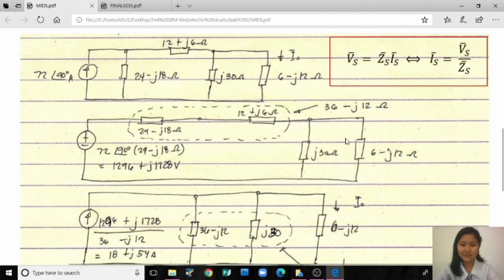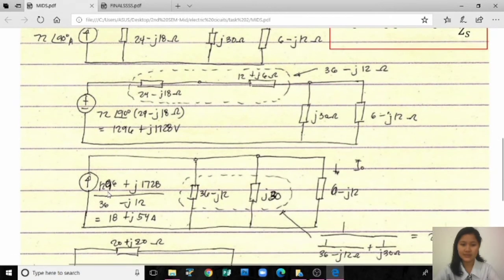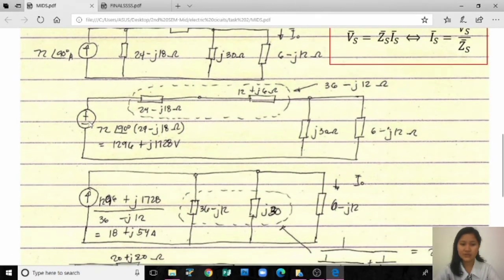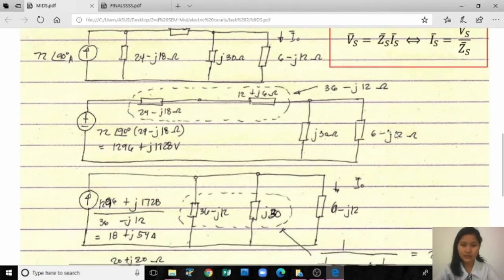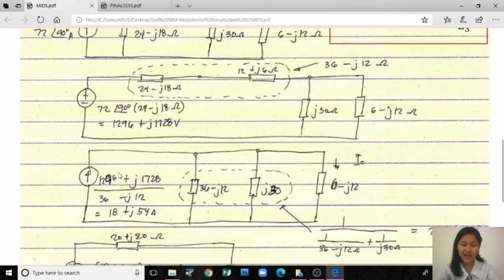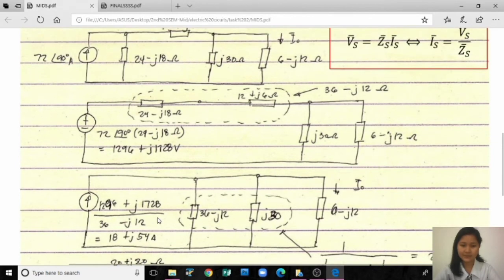Now we can still simplify it, and we just have to transform this voltage source back into a current source. To do this, we use this formula: Is is equal to Vs divided by Zs. The value of Vs is 1296 plus j1728 volts, divided by the impedance of 36 minus j12 ohms, which is equal to 18 plus j54 amperes.